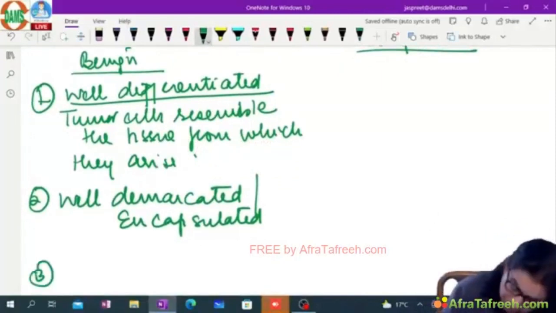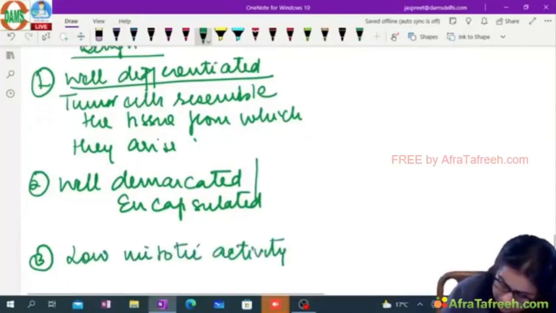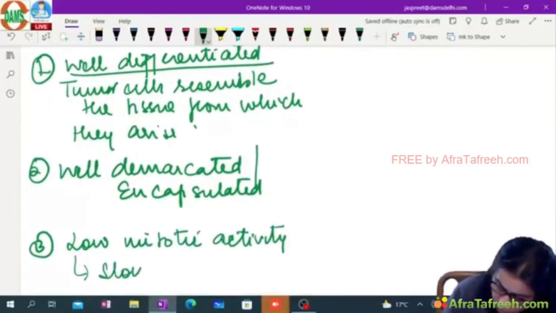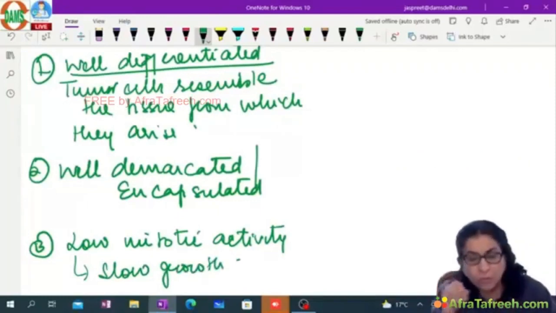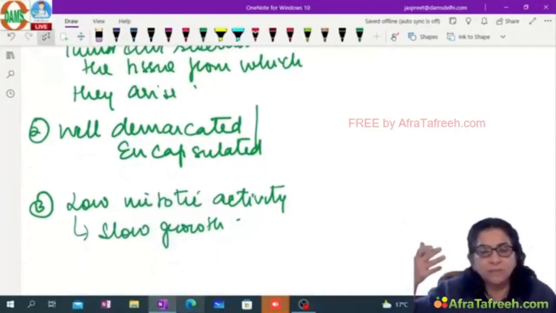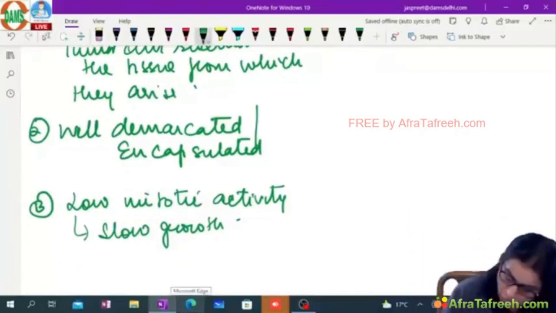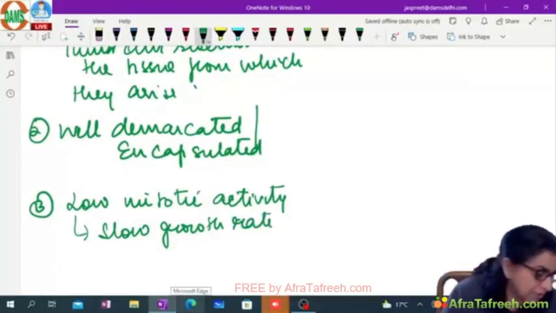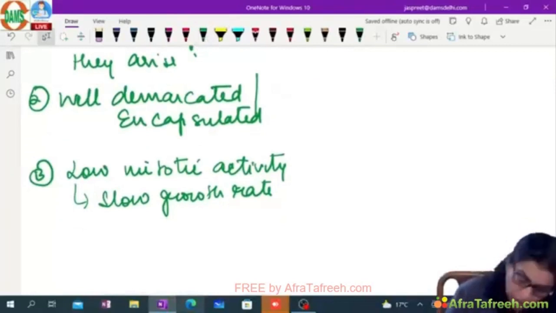Third, benign tumors have low mitotic activity, that is, they have slow growth. More mitotic activity means they are growing rapidly. Benign tumors grow very slowly, and sometimes they will disappear on their own also. So they have a slow growth rate because their mitotic activity is low.